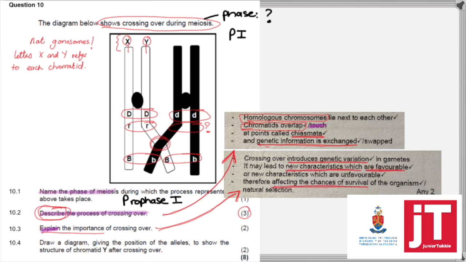Okay, so highlighting a few points here not to forget. I think we definitely get our 2 marks there. Now looking at question 10.4 very quickly, it says draw a diagram giving the position of the alleles to show the structure of chromatid Y after crossing over. So now we've got to go back to our diagram. This is also for 2 marks. So let's see what our diagram tells us.